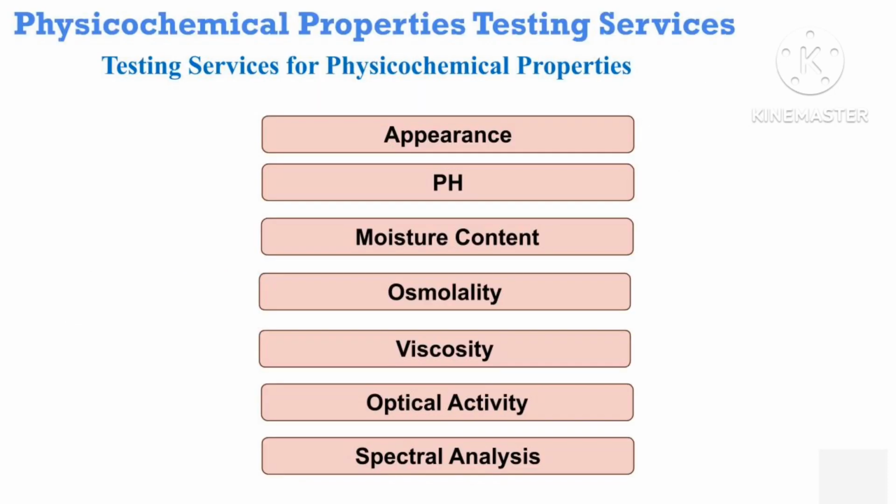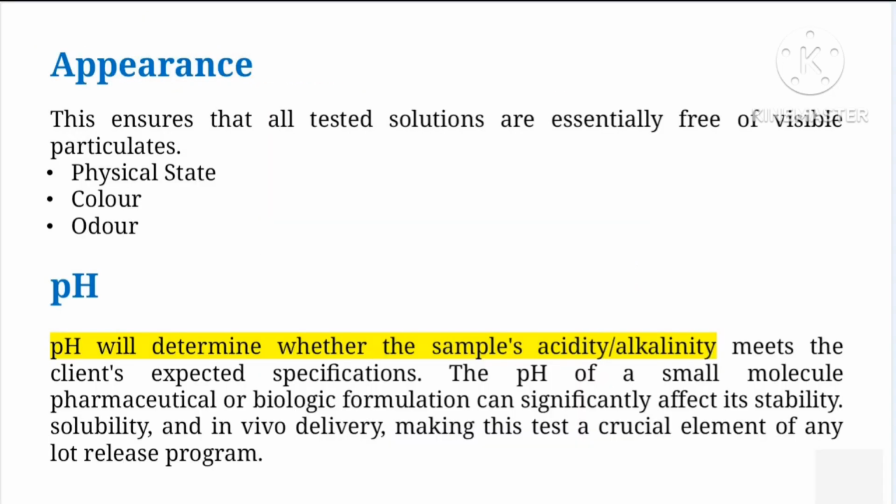Physiochemical properties testing services. Testing services for physiochemical properties include appearance, pH, moisture content, osmolality, viscosity, optical activity, and spectral analysis. Appearance. This ensures that all tested solutions are essentially free of visible particulates, physical state, color, odor.